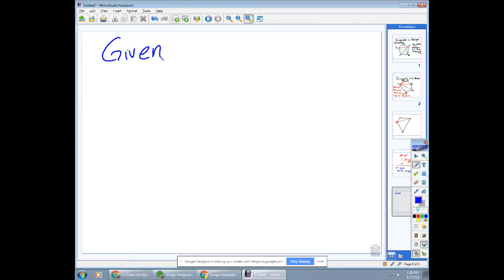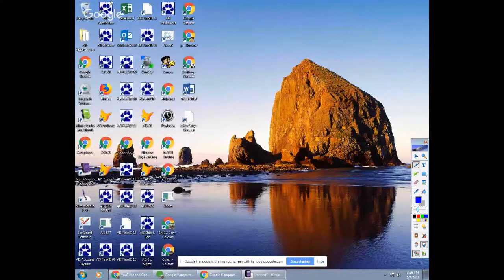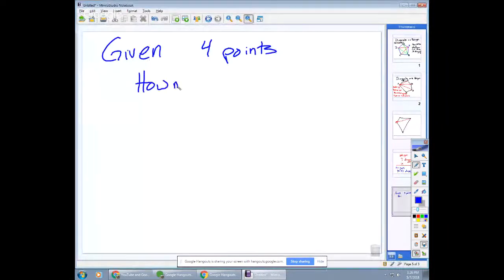Given, let's say, 4 points, how many lines connect them? Now, we don't want the 4 points to be collinear because then there's just 1 line. So we're talking about the maximum number of lines. So I'm just going to set them in a nice regular arrangement, as if they were sitting on a circle. So those are my 4 points.